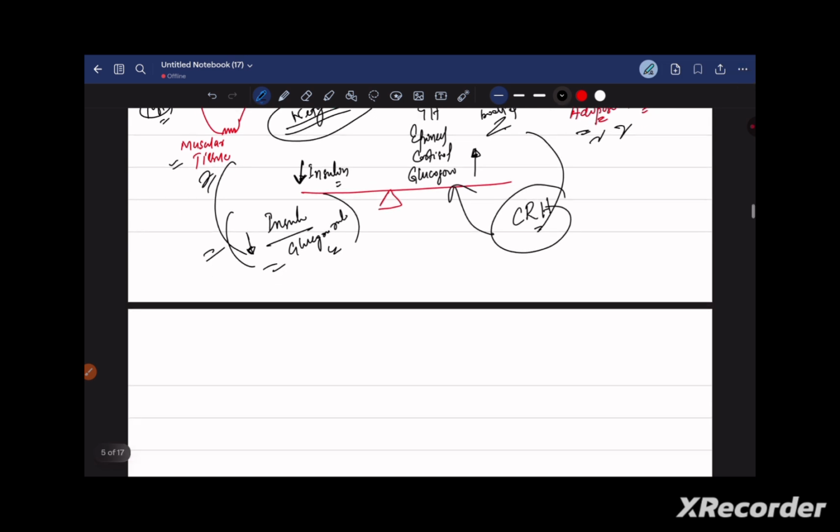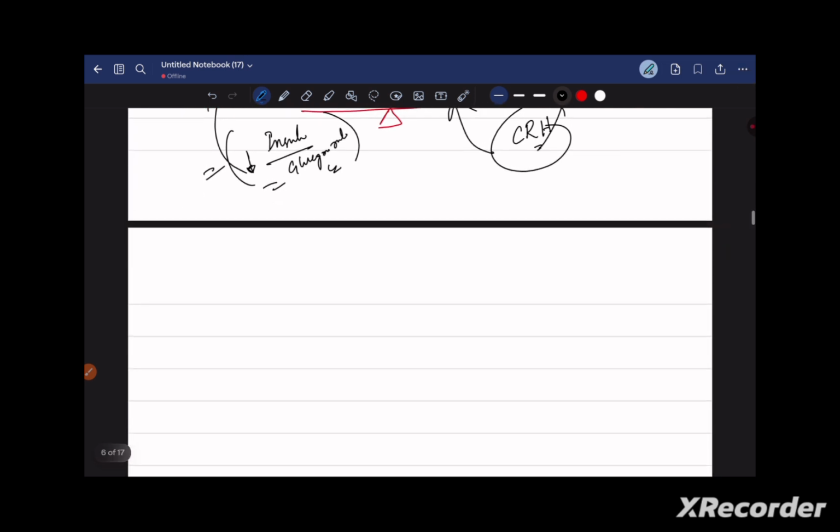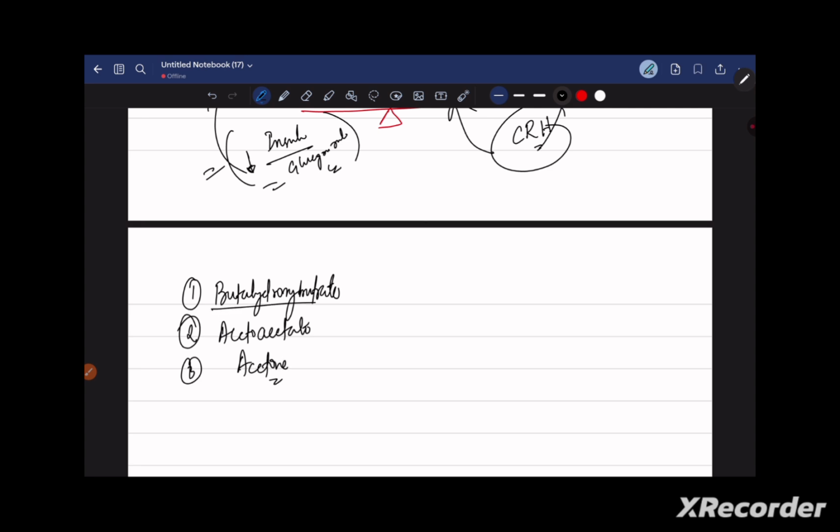Okay, now there are three ketone bodies produced. The first one is beta hydroxybutyrate, the second one is acetoacetate, and the third one is acetone. Beta hydroxybutyrate is the only ketone body that has no ketone functional group.